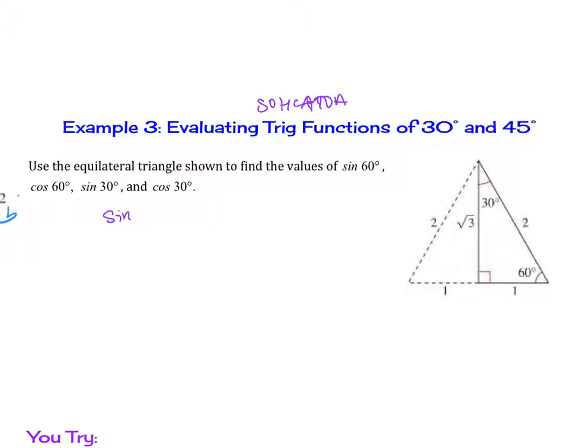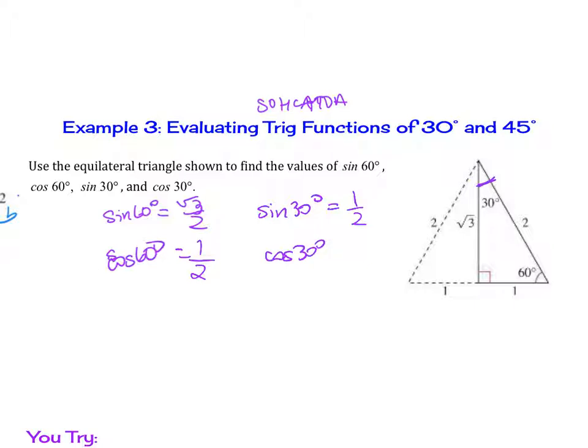So we know that sine of 60 degrees is opposite over hypotenuse. So that is square root of 3 over 2. Then cosine of 60 degrees is adjacent, 1 over the hypotenuse, 2. Then we think about sine of 30 degrees. So we're looking up here. That is opposite, 1 over hypotenuse, which is 2. And then cosine of 30 degrees is adjacent, root 3 over hypotenuse, 2.